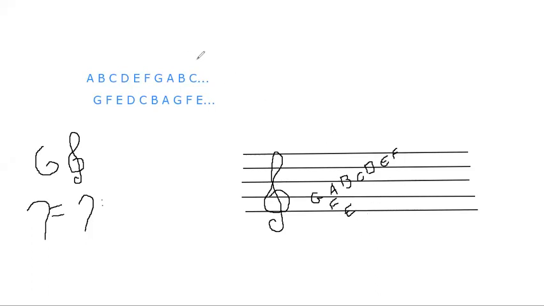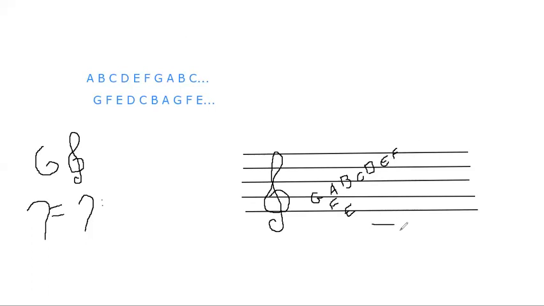You may be familiar with something along the lines of FACE in the space, which would be F-A-C-E, or Every Good Boy Does Fine, which is E, G, B, D, F. Those are both great if you use them. However, they don't give you any information on what is above and below the staff. So let's talk a little bit about ledger lines here.